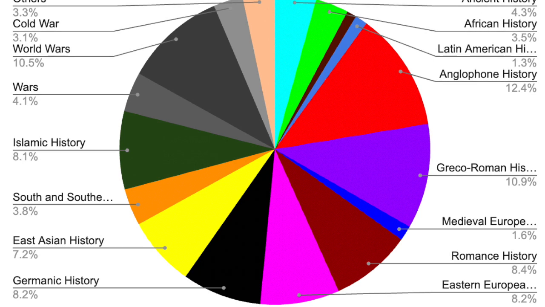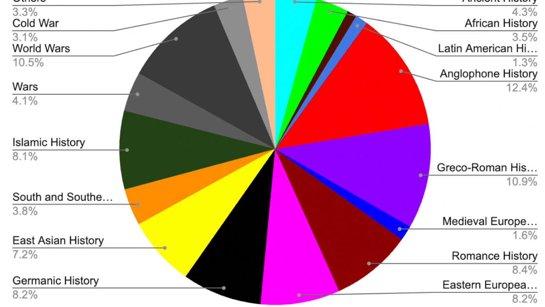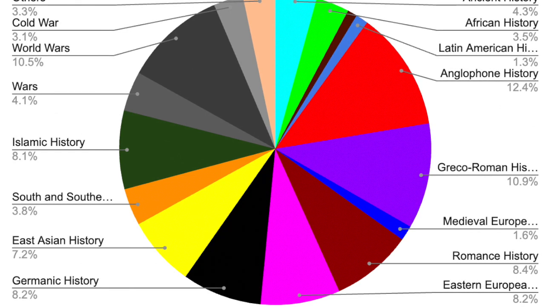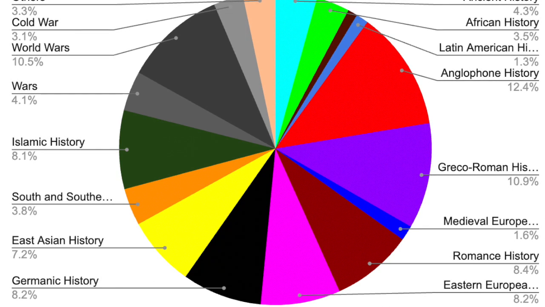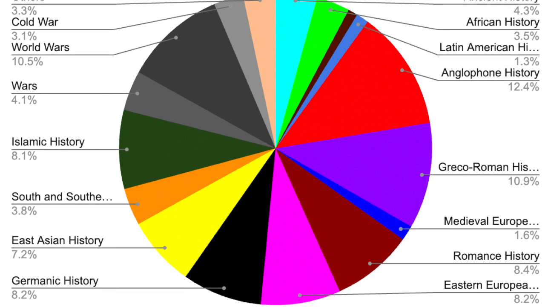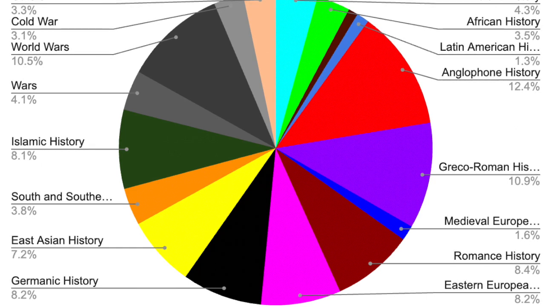And then with the same percentage, we get Germanic history, which again is the history of the Germanic peoples minus the Anglophones. Then we get to East Asian history, which is 7.2%, South and Southeast Asian 3.8%, and then Islamic history, which is 8.1%. Then I made another category for wars, excluding the World Wars and the Cold War, which again was 4.1%. Then the World Wars, 10.5%, Cold War, 3.1%, and other categories were 3.3%.